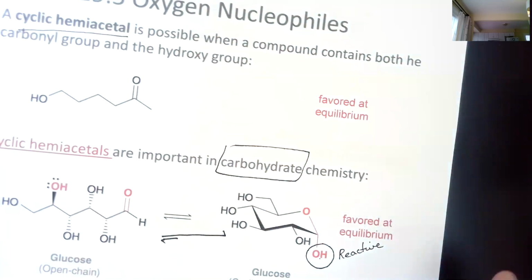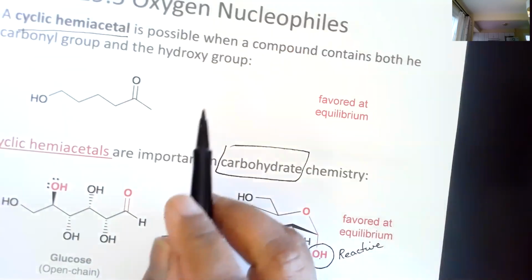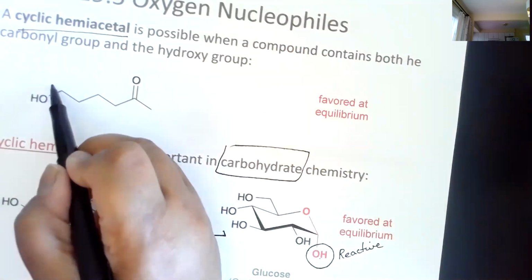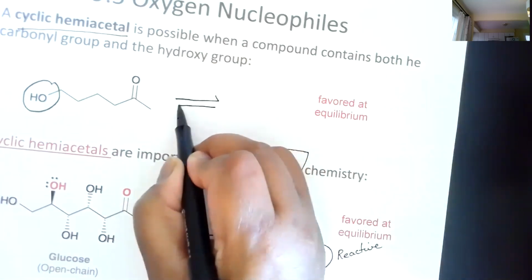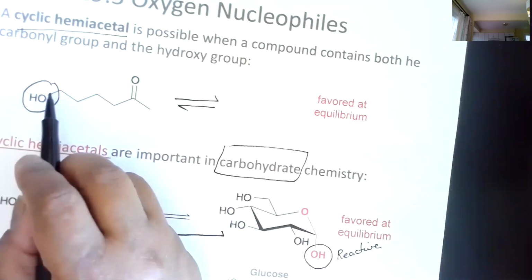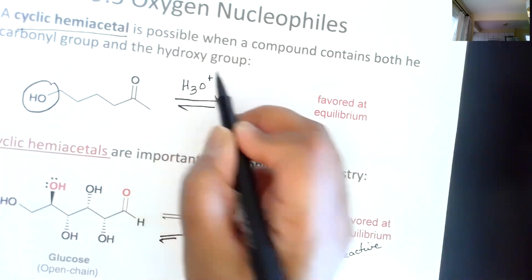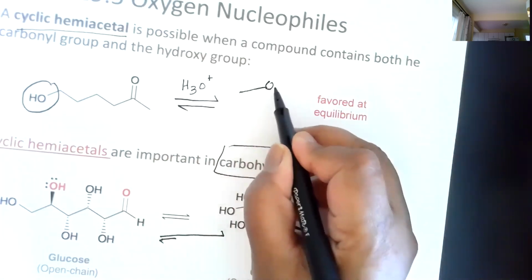How do you draw a cyclic hemiacetal? So this part of the ring is your ROH. You don't have to spend too much time worrying about how this is made.